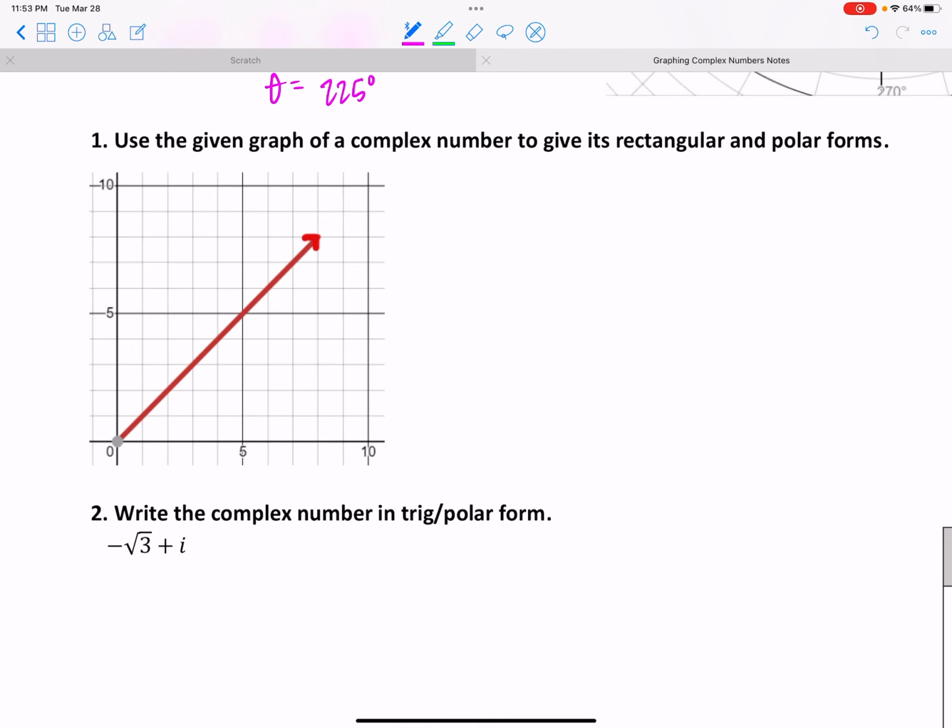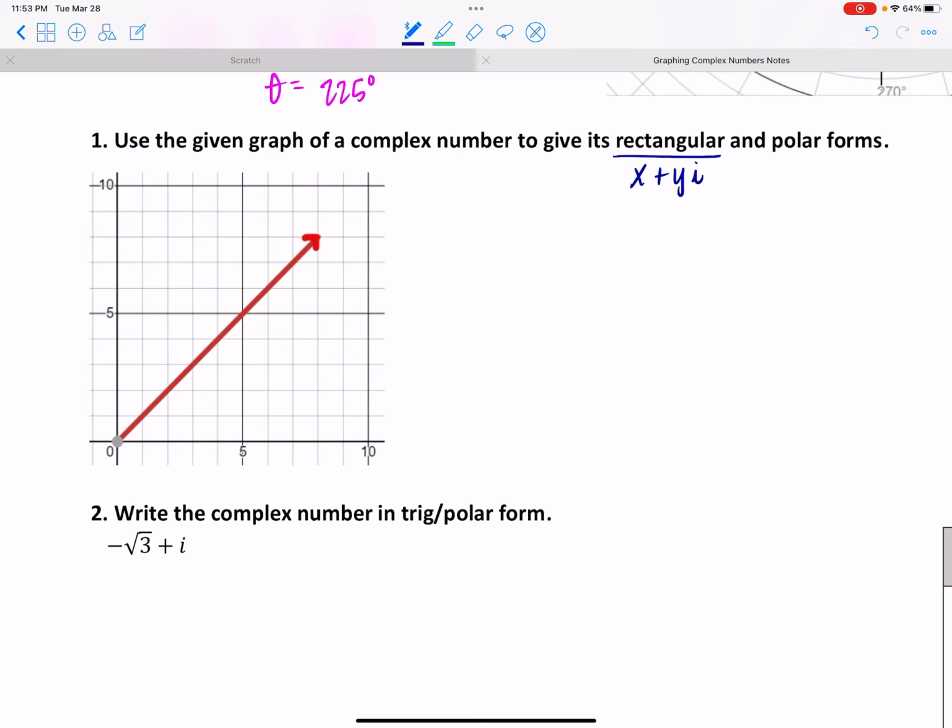Looking at this next problem, it says use the given graph of a complex number to give its rectangular and polar forms. So I have a vector in here. I'm told that vector represents a complex number. So let's start by writing its rectangular form. I think that's going to be the easier of the two. So let's go to blue. The rectangular form, remember, means we need x plus yi.